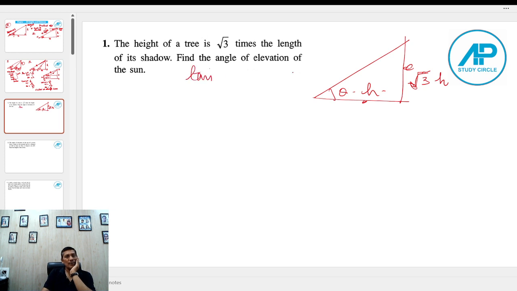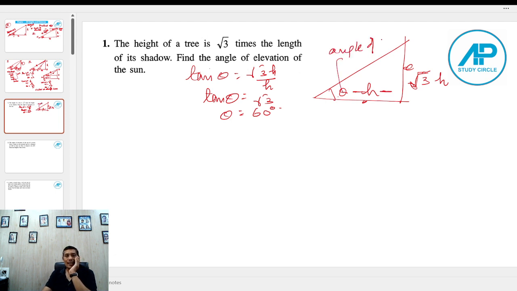Now you see perpendicular and base are involved. That means I have to use perpendicular upon base. Tan theta equals to root 3. Remember the values. Theta equals to 60 degree. This angle is acting as angle of sun. Say sun is here.